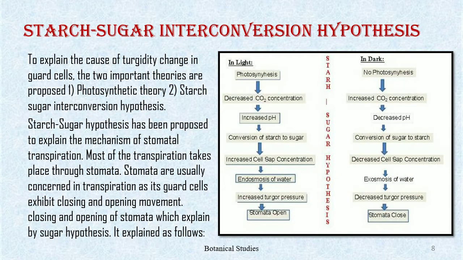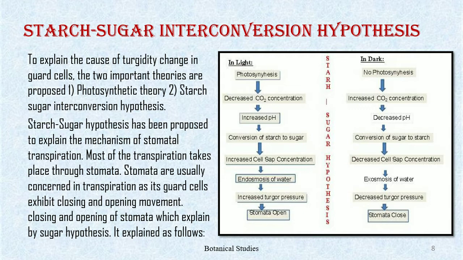Starch sugar interconversion hypothesis. To explain the cause of turgidity change in guard cells, two important theories are proposed. First, photosynthetic theory, and second, starch sugar interconversion hypothesis. The starch sugar interconversion hypothesis has been proposed to explain the mechanism of stomatal transpiration. Most of the transpiration takes place through stomata. Stomata are usually concerned in transpiration as their guard cells exhibit closing and opening movements. Closing and opening of stomata is explained by the sugar hypothesis.